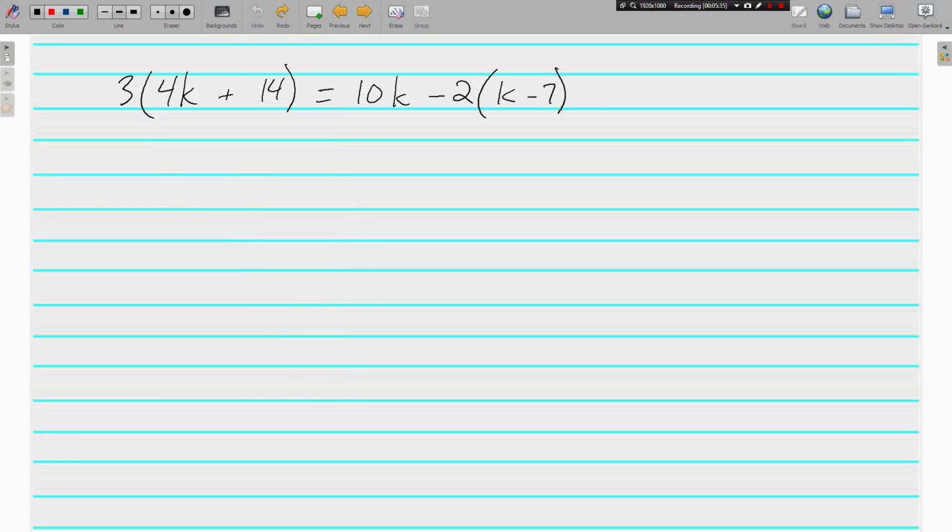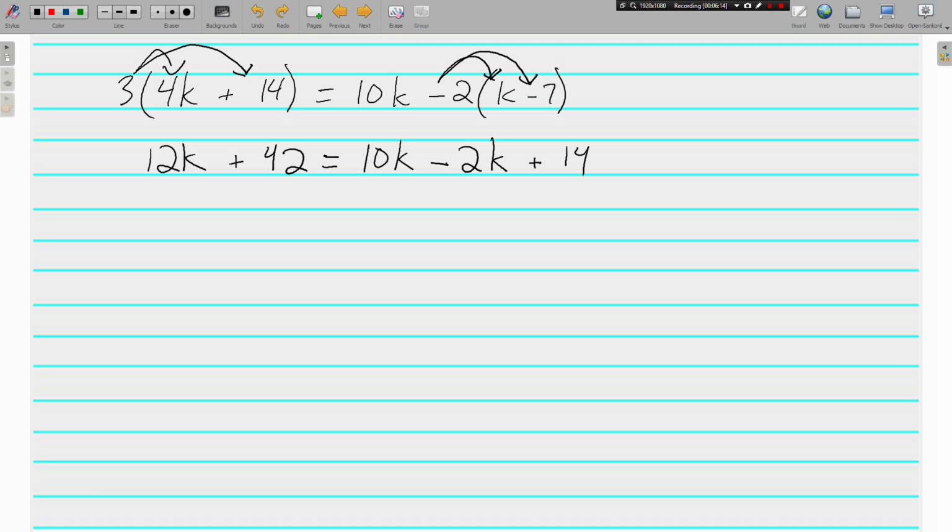Alright, last one of these. We've got a little bit of everything in this one. Distributive property, variables on both sides, and there's going to be some stuff to simplify as well. Alright, so here we go. 3 times 4k, that's going to give us 12k. And 3 times 14 is 42. On the right, we have 10k. Then we have negative 2 times k, which is negative 2k. And we also have negative 2 times negative 7. Negative times negative is positive 14.